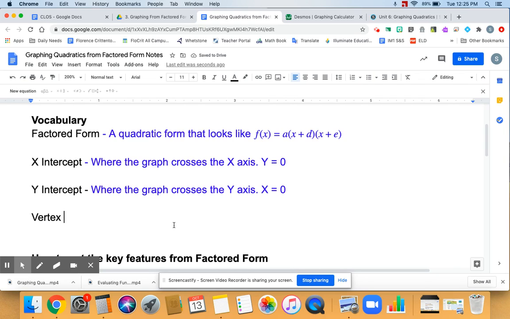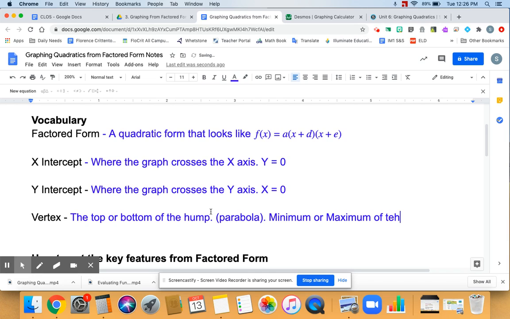And then go ahead and click everything that's true about the vertex. The vertex is the top or bottom of the hump. It's also known as the parabola. And depending on which way the vertex is facing, it's the minimum or maximum of the graph.